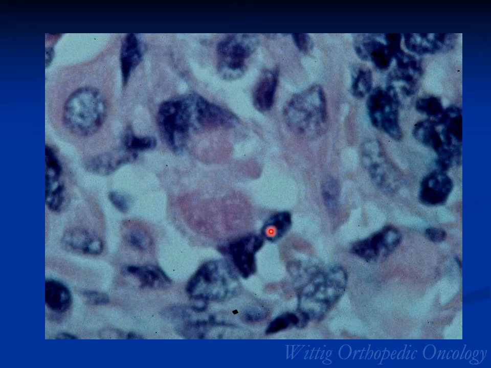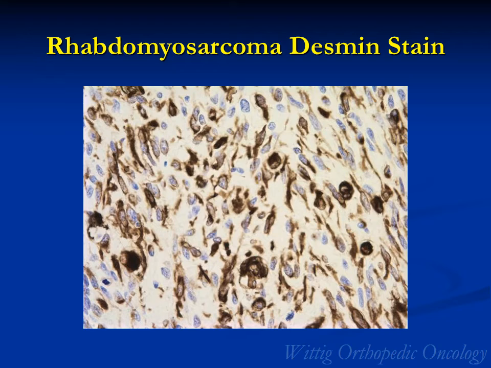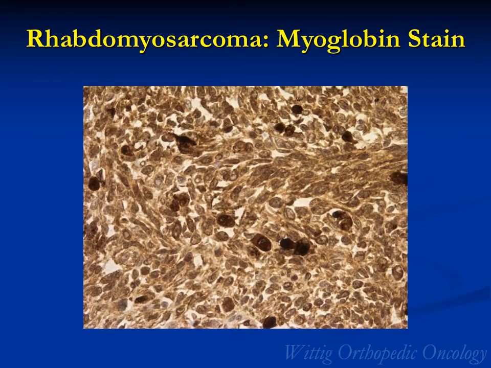High power view of the rhabdomyoblasts. This is showing you a positive desmin stain. This is a positive myoglobin stain.